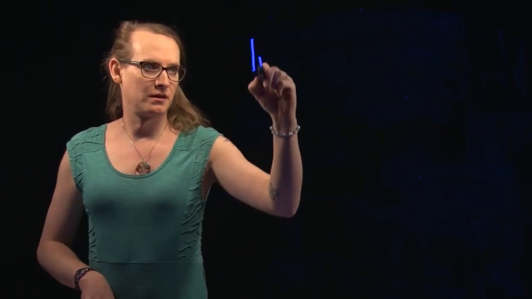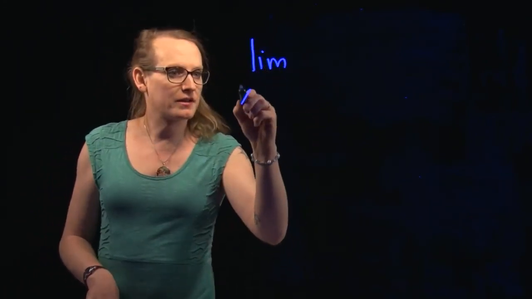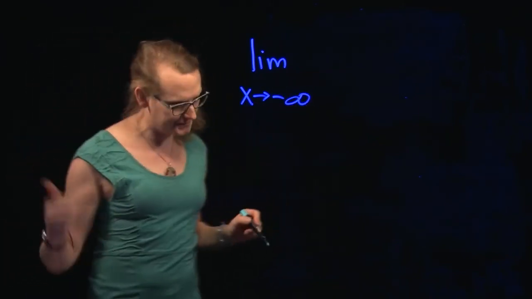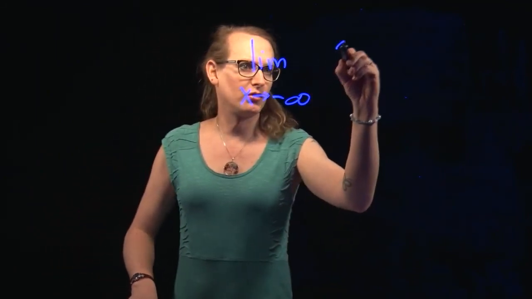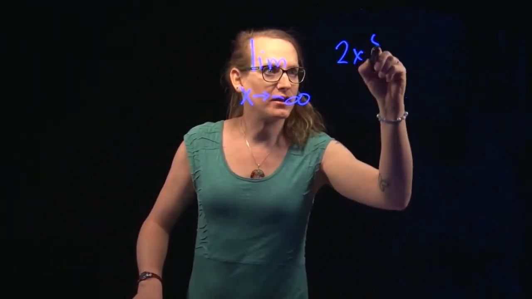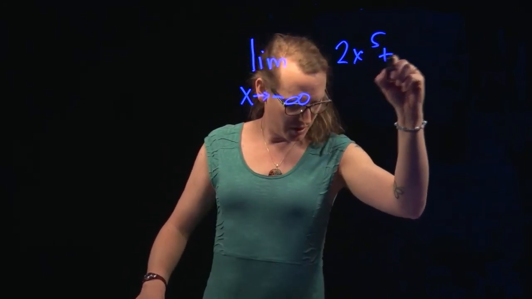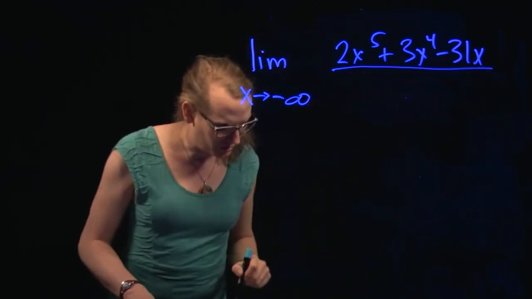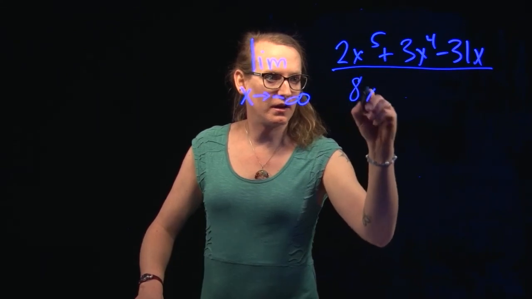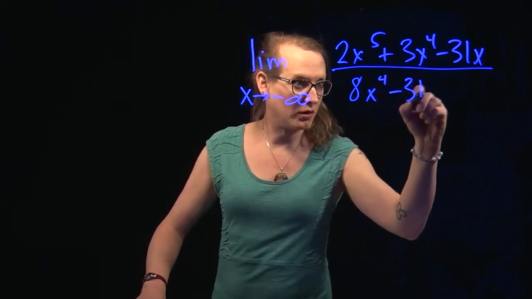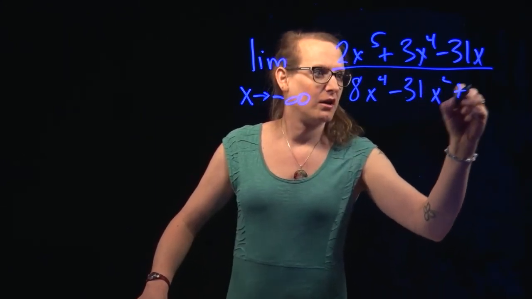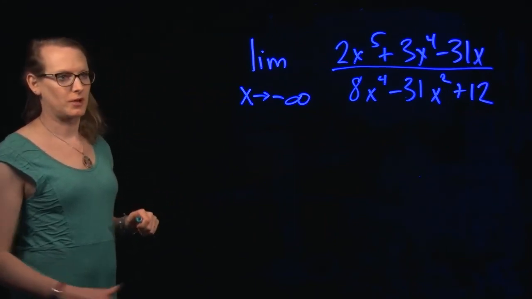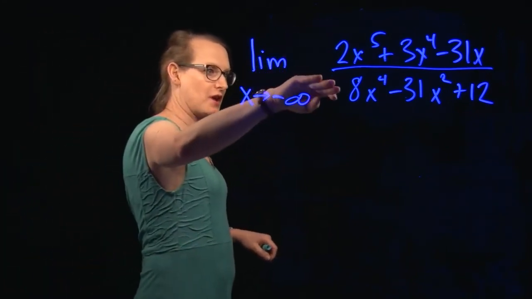Let's try the limit as x goes to negative infinity this time. So we're going to go to the left of 2x to the 5th plus 3x to the 4th minus 31x divided by 8x to the 4th minus 31x squared plus 12. Okay, so we're going that way. We've got a numerator and a denominator.